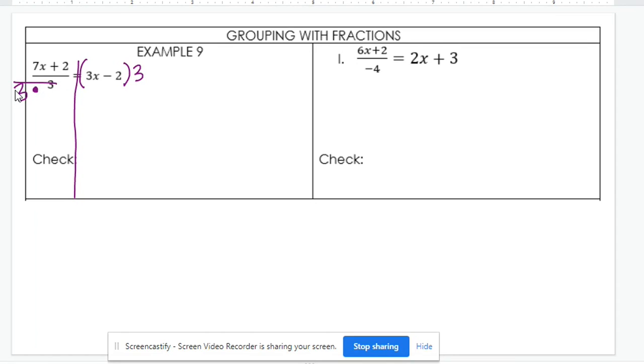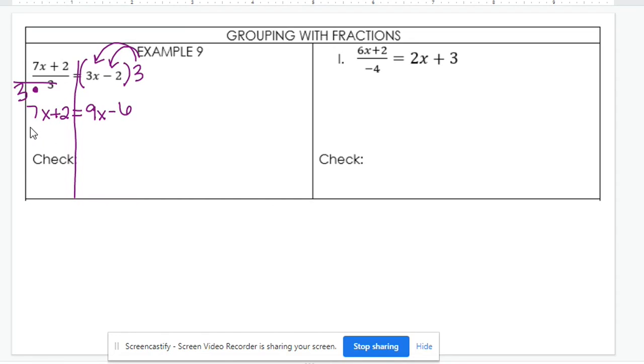So 3 times, divide by 3 and multiply by 3 cancels on the left, and we're left with 7x plus 2. And on the right, we have to do distributive property where we do 3 times 3x, which is 9x. And then we have to do 3 times negative 2, which is negative 6. Now we go on with our foldable. Do we have any like terms to combine that are on the same side? No.